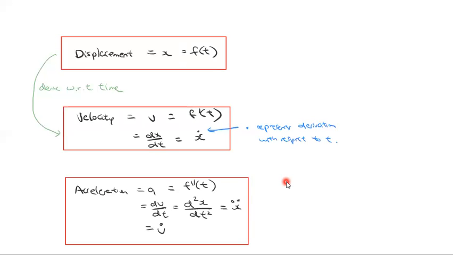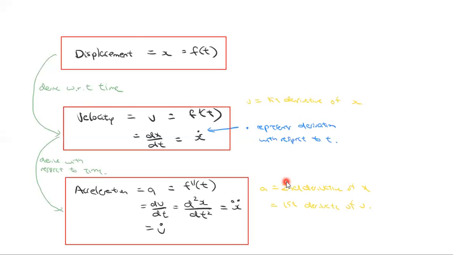Which then of course means that if we derive again with respect to time. So one thing you can take away is that velocity is the first derivative of x, and a you can more generally consider as the second derivative of x, but also, of course, you can think of it as the first derivative of v. Does that make sense? Yeah. Good.